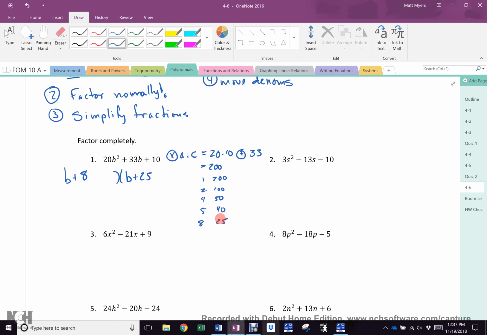What did I have to do before I could find the 8 and the 25? I had to multiply by 20, didn't I? So this 8 is only here because I multiplied by 20. So what is it really? 8 over 20. This 25 is only here because I multiplied by 20. So what is it really? 25 over 20.